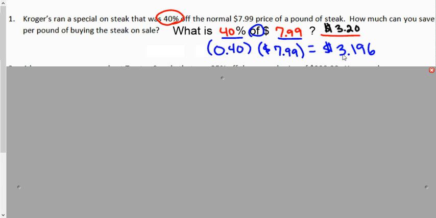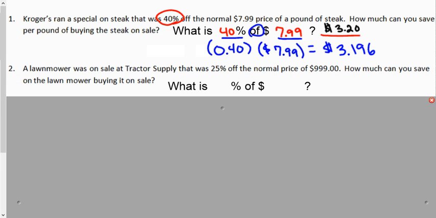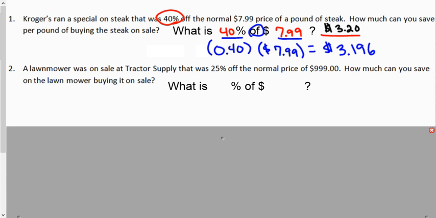That's how much you can save, because that's what 40% of 7.99 is. So this answer you're getting would actually answer this question of what is 40%. And since that's what you're saving, and that's what they want to know, that is the final answer. Now, let's just say you go lawnmower shopping, and it's 999 bucks. They're offering you 25% off. How much can you save?